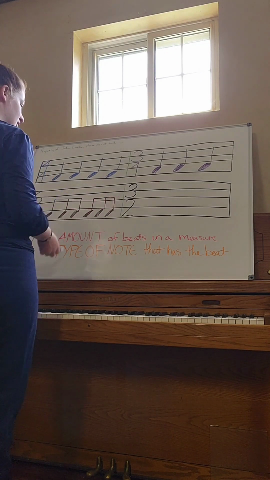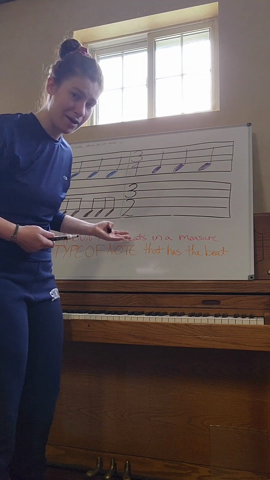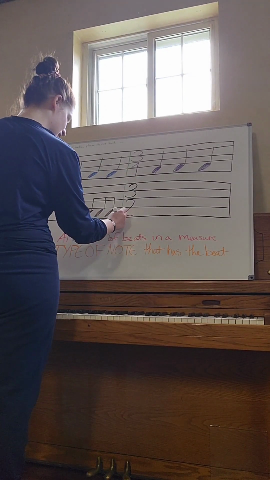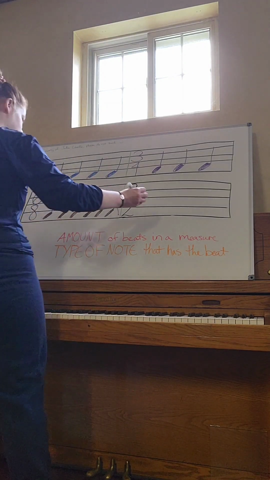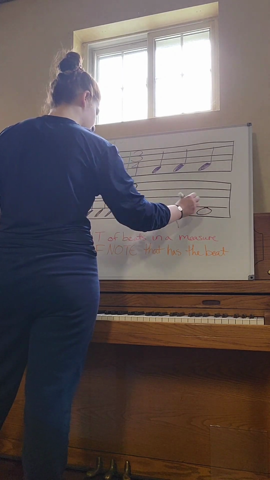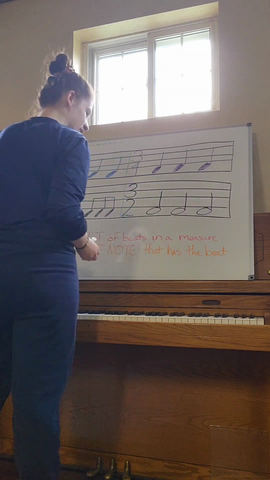There are 3 beats in a measure. And what type of note has the beat? A half note. It's got 2 on the bottom. So you're going to see that the half note has the beat. So 3 beats. 1, 2, 3. Put a stem on them. There you go.